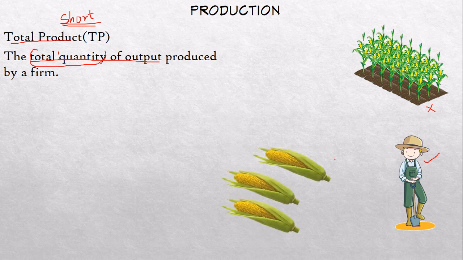So if in the short run the farmer was able to produce just these 3 maize over here, then the total product for the farmer, just one farmer, is going to be 1, 2, and 3. So the farmer was able to produce 3 maize in the short run. The total number of output, the number of products that you are able to come out with in a short run, that is the total product.